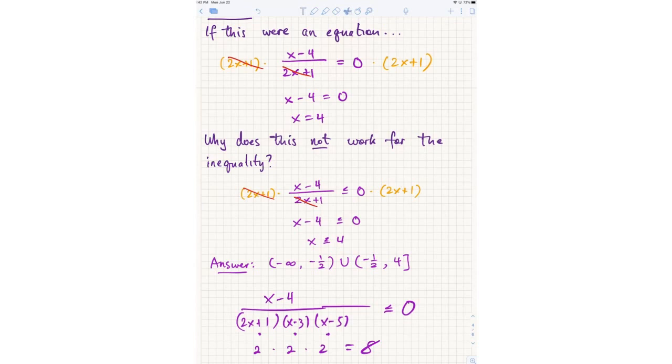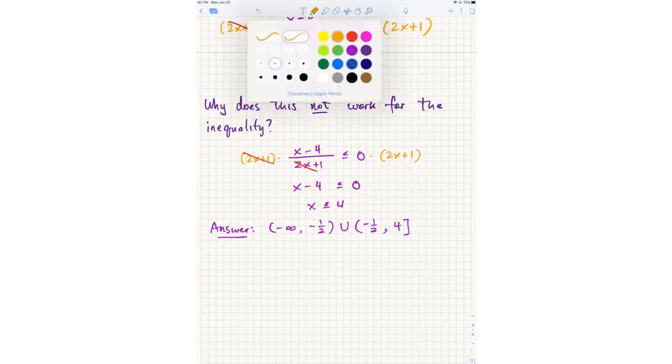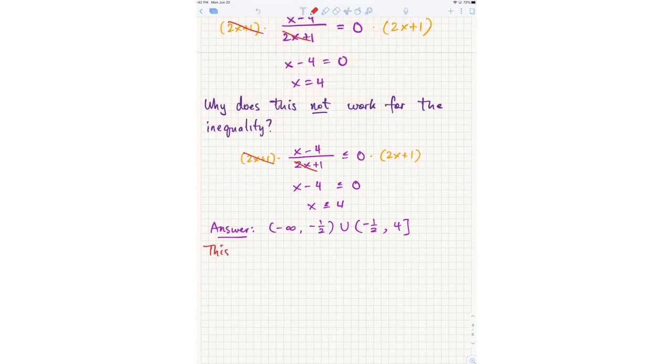So does anyone remember how we actually do solve this inequality? And while you're thinking about that, I'm just going to write the note here. This is wrong because this gives the wrong answer, since if 2x plus 1 is less than 0, the inequality should reverse.